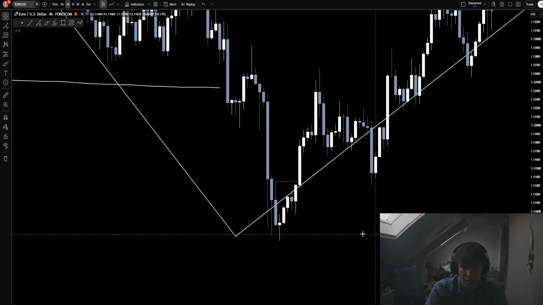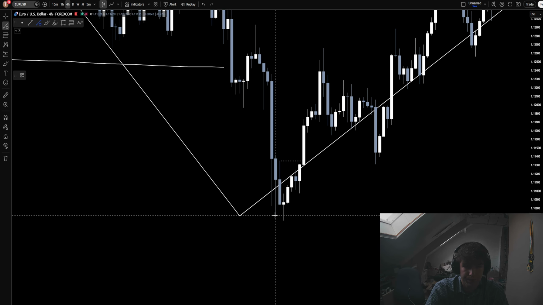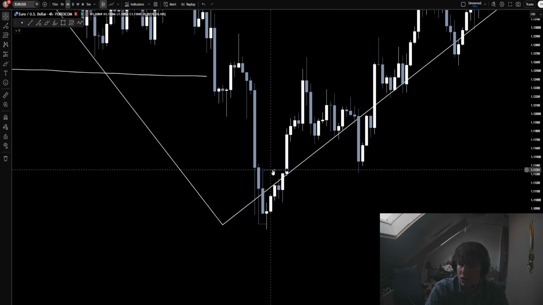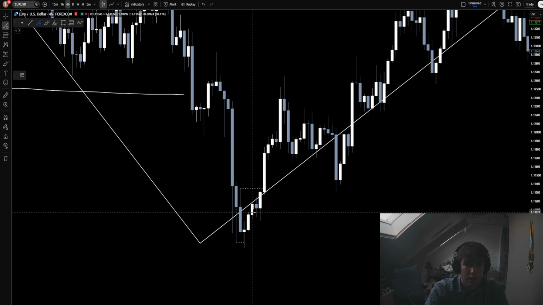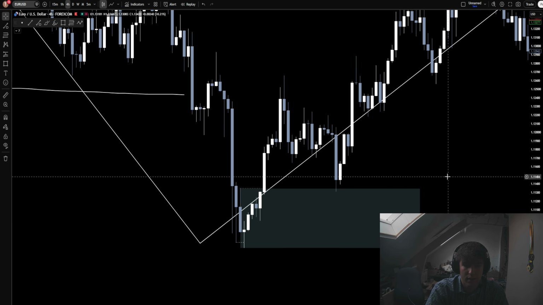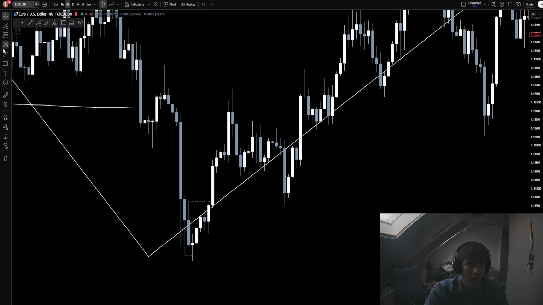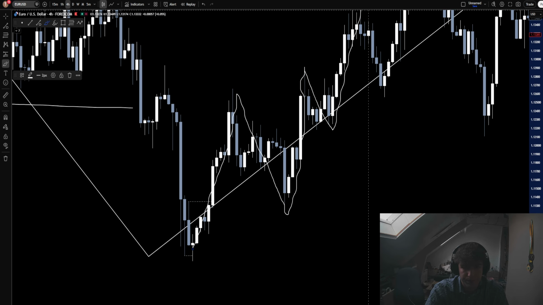Here you can see we get a change of character, right? This was the break of structure. This is the change of character. Now we see internal, internal, internal. And this fractal structure will act as an area of demand. And as you can see, it's perfect. What do we see then? We see internal market structure being built.